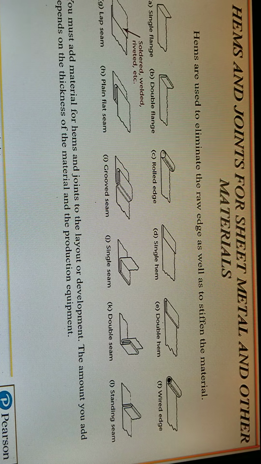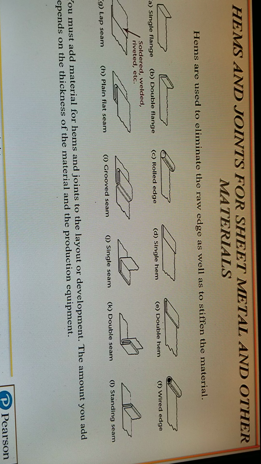Hems and joints for sheet metal and other materials. Hems are used to eliminate the raw edge as well as to stiffen the material. Again, this is used a lot in sheet metal where you have seams. When you're putting your ductwork together, you've got to have a seam there to hold it together so you won't get any leaks.